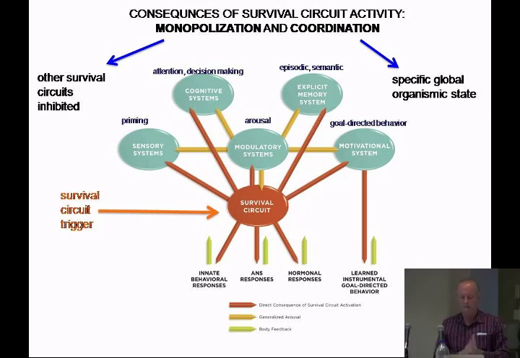Okay, so I'm running out of time. This kind of puts it all together in terms of what these survival circuits do. I just want to pinpoint a couple of things. One, when one of these survival circuits is active, up there on the left, others are inhibited. So when you're in danger, you don't go looking for sex or other things, because there are interactions between these things, and one rises in priority and the other is lower in priority.